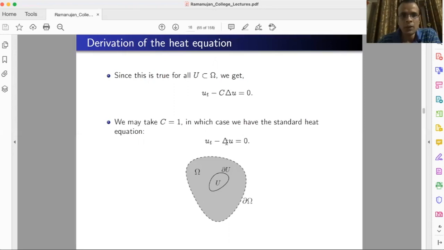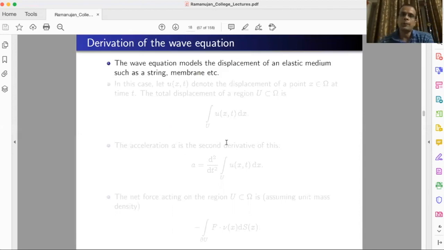Now, finally, let's come to the wave equation. Okay, so let's see what the derivation of the wave equation is.